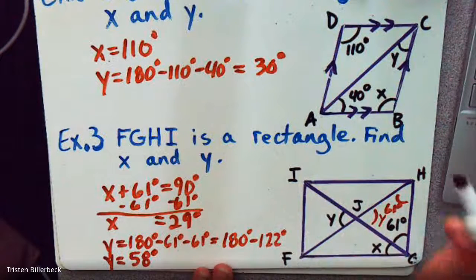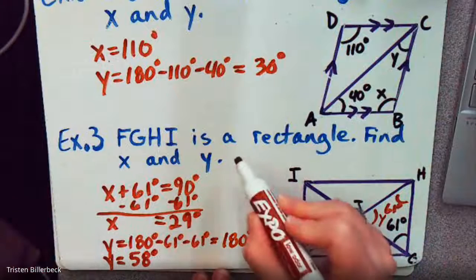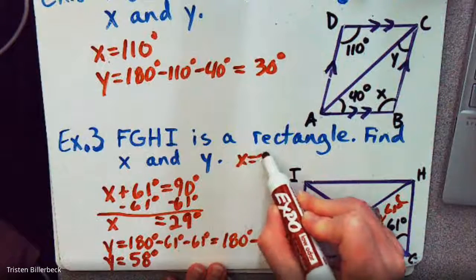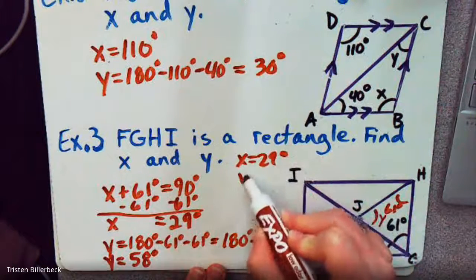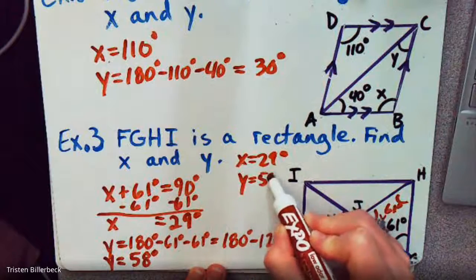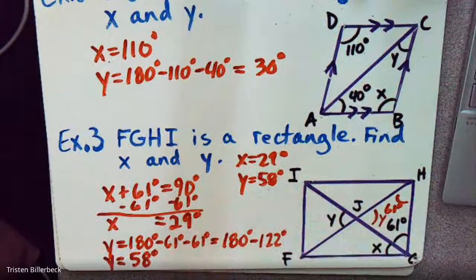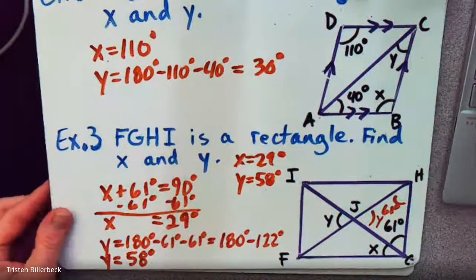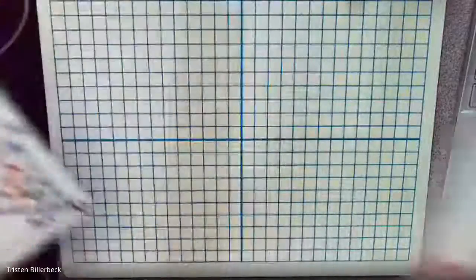All right, so our answers then are x equals 29 degrees, y equals 58 degrees. And there we have it. Okay, next example.